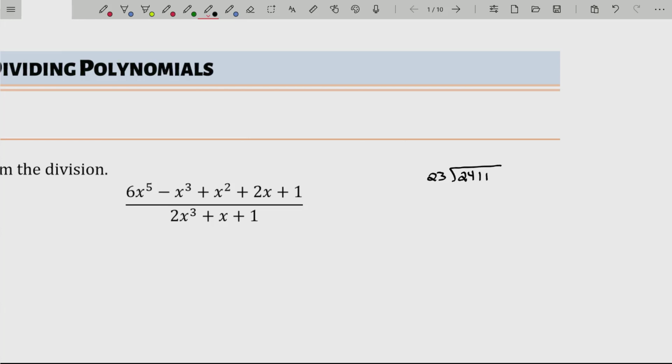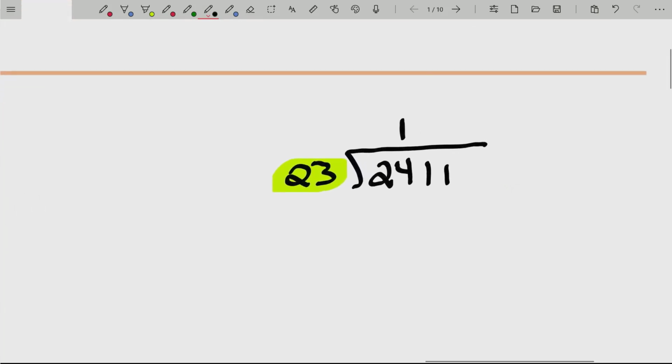Let's do 2,411, right? You would say, okay, well, 23 as a number does not divide into 2, but it does divide into 24. So let's go ahead and say 23 divides into 24 once. Notice where I place that 1. And then it has a remainder. So to find that remainder, we say, well, 1 times that 23, and then you place that right here.